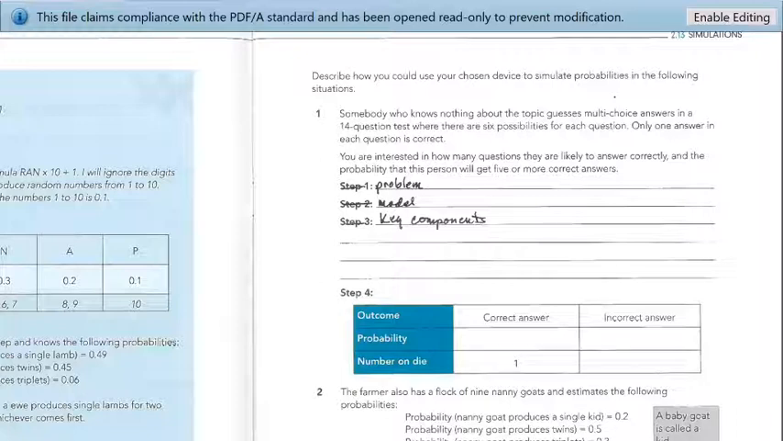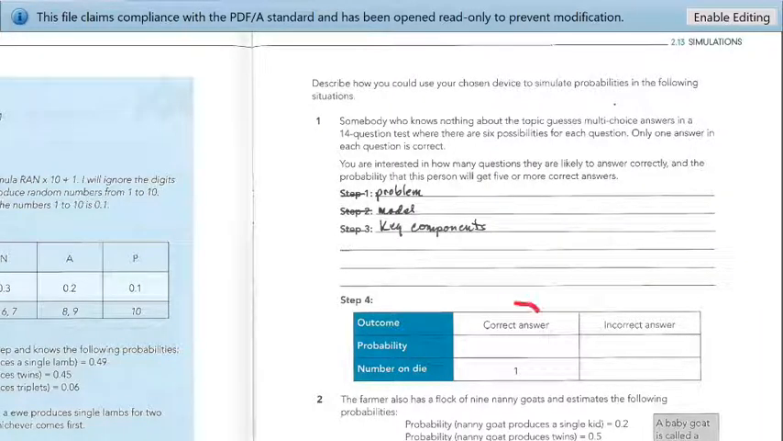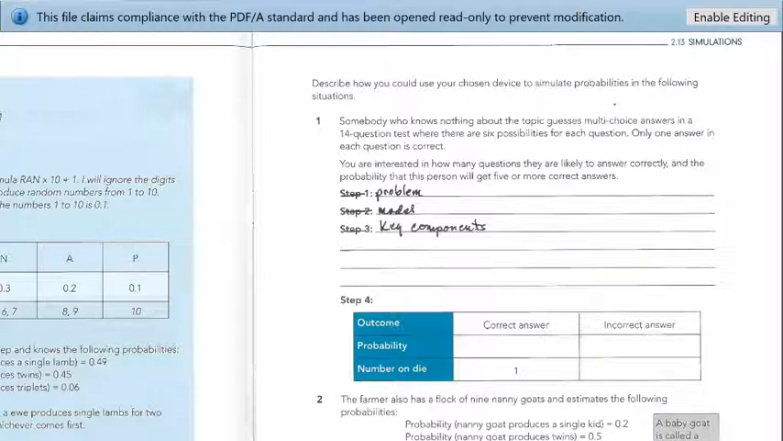Now, step four that you're always going to have to do is fill out this small chart. Notice that your outcomes in this case have already been filled in for you, but that's not always the case. The outcomes are either you get a correct answer or an incorrect answer. Normally, you will have to fill those in, and we'll look at one where you have to fill it in. What is the probability of a correct answer? 1 out of 6, right? So they've already filled that in for you. They said if you get the random number 1, then you conclude that 1 corresponds to a correct answer. What's the probability for an incorrect answer? 5 out of 6. So what numbers would correspond to an incorrect answer then?